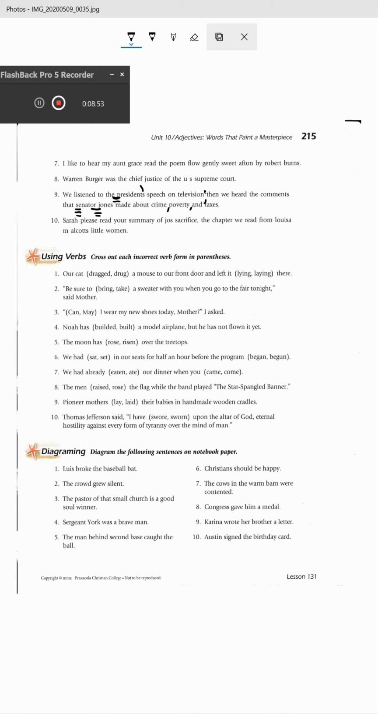Okay, Sarah, you're talking to her, so break that off. Please read your summary of Joe's sacrifice. This is a section of the book, so we'll put it in quotation marks. And we need to capitalize it. And Joe's is possessive. And now this is a whole other statement. The chapter we read from Louisa May Alcott. They already have a comma after it.